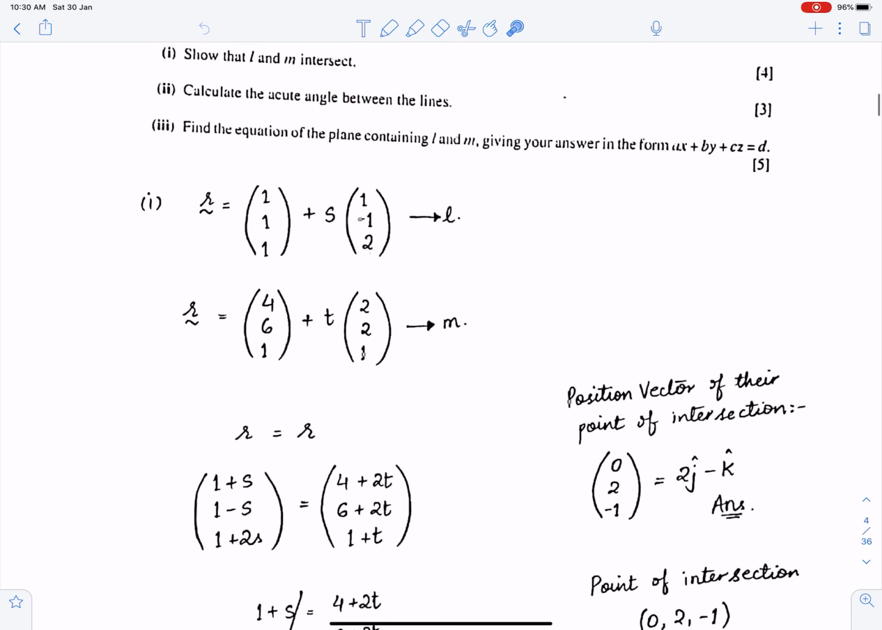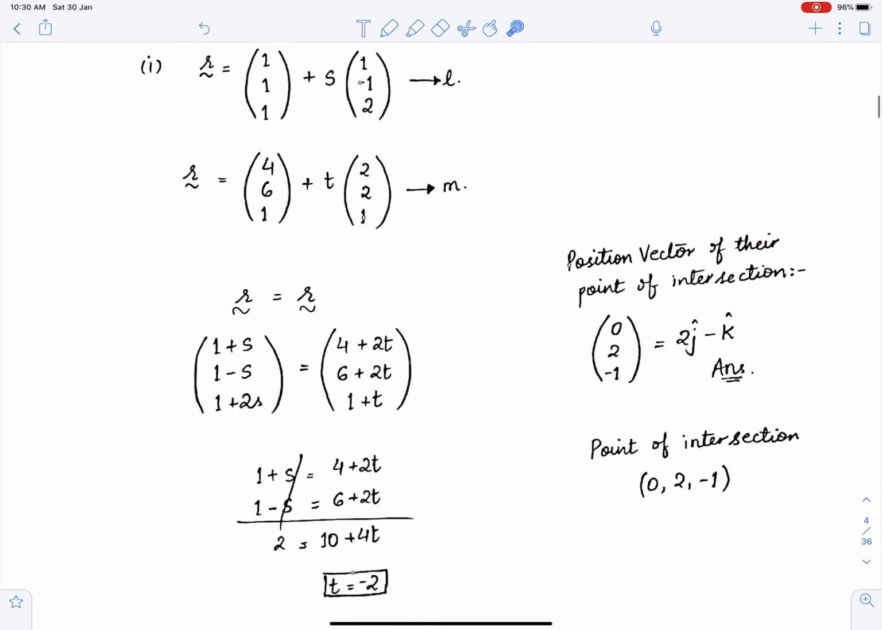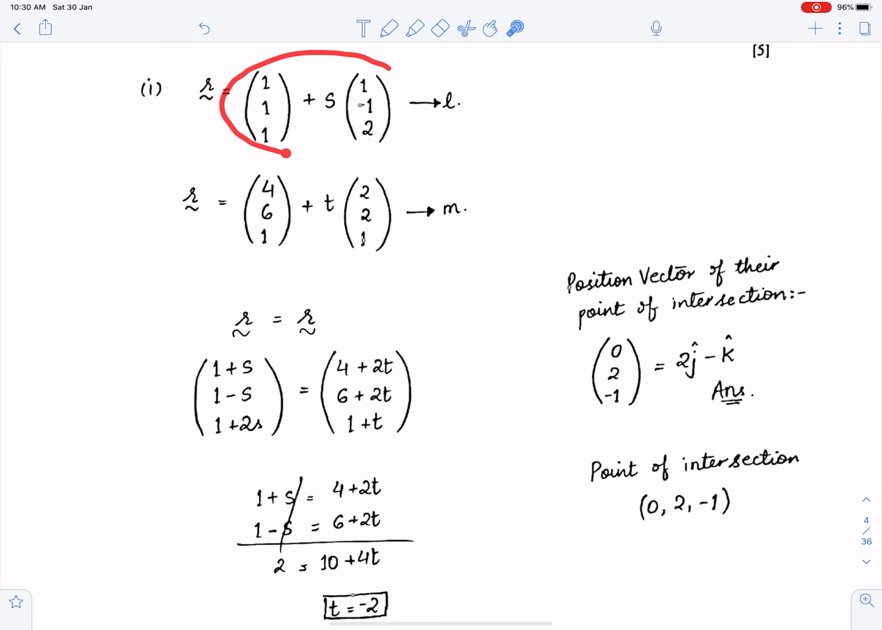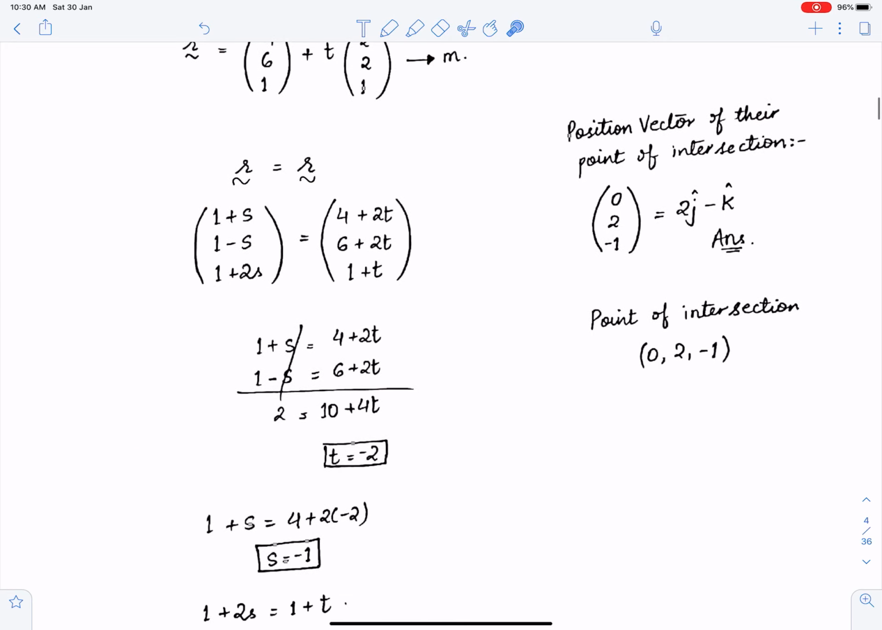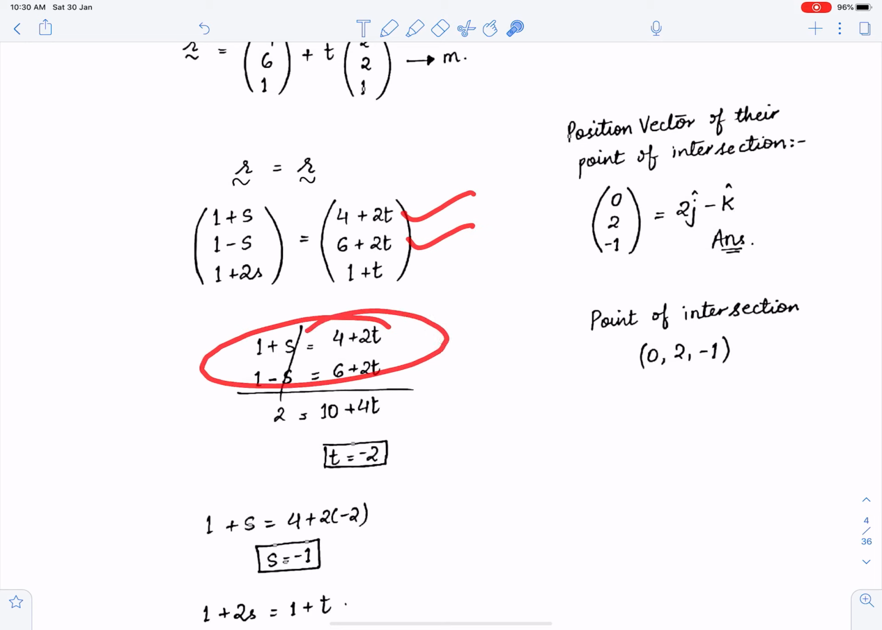So when lines intersect, they will intersect at a common point. Therefore, their R must be equal. So by equating this equation with this equation, we have this equation. Now we just need to solve any two equations. We have three equations, 1, 2, 3. You can solve any two. I'm solving this and this, and I'm getting these values of T and S.